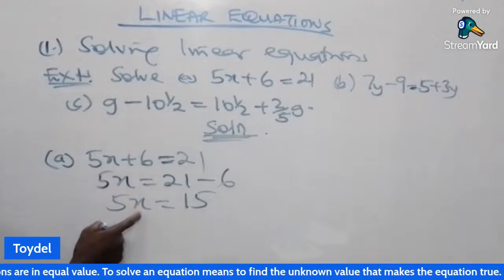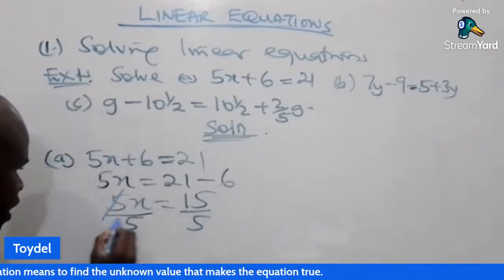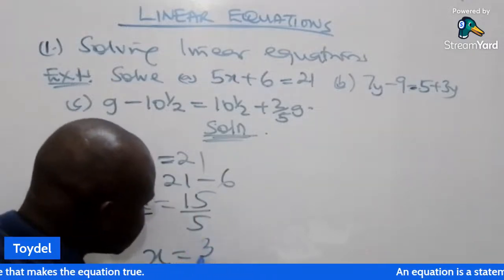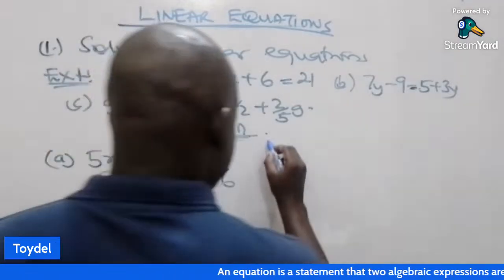We are looking for the value of the unknown, which is x. Divide both sides by the coefficient of x, which is 5. So this will cancel this. At the end of the day, we have x equal to 15 divided by 5, which is 3. So x is equal to 3 in this first question.